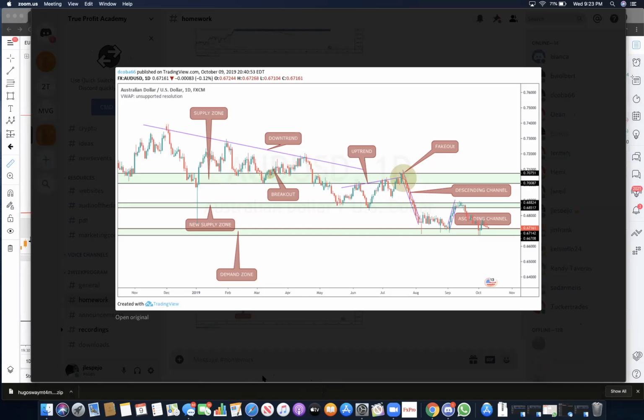Here's something else that I would love for you to identify. This is the break into the zone, and this was the retest. And this is the continuation to the downside. All right. Yes, I see. Overall, great job on that. Thank you.